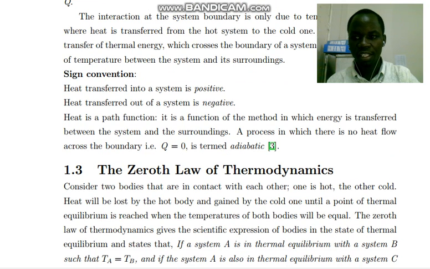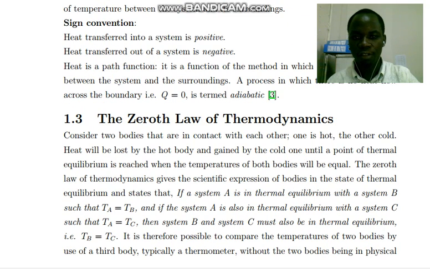So let's investigate the 0th law of thermodynamics. Consider two bodies that are in contact with each other. One is hot, the other is cold. Heat will be lost by the hot body and gained by the cold one until a point of thermal equilibrium is reached, when the temperatures of both bodies will be equal.